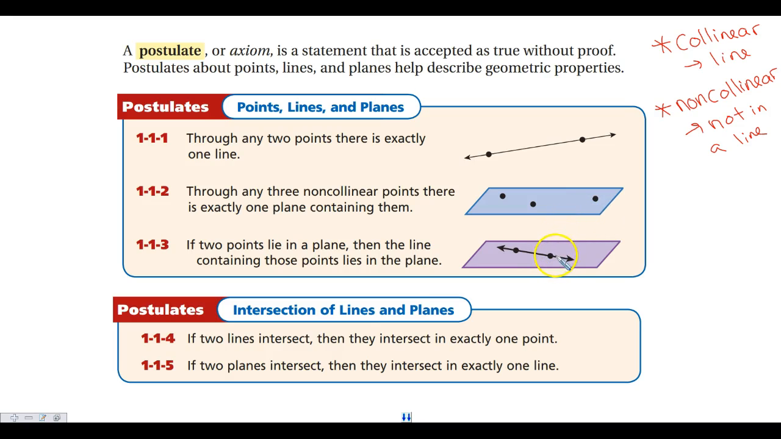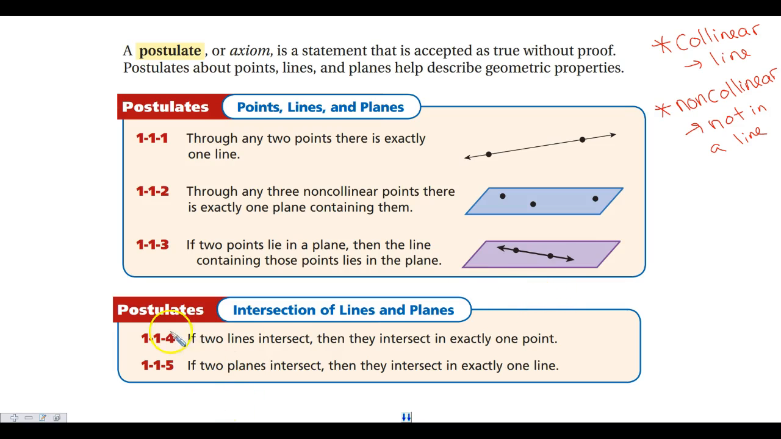All right, the next one here is that if we have 2 points that lie in a plane, then the line containing those points will be on that plane as well. So basically, if you have a line on a plane, all the points on the line are also on the plane. Okay? And vice versa.